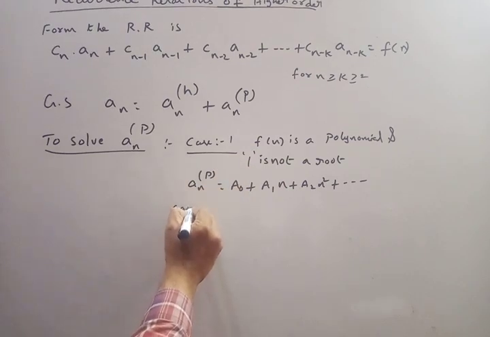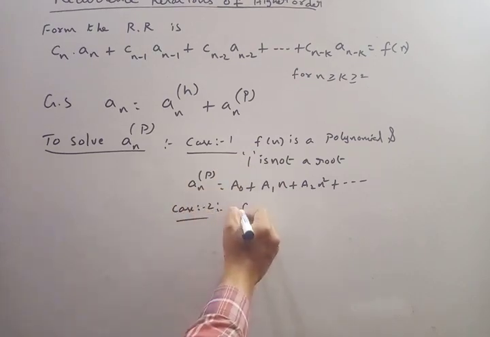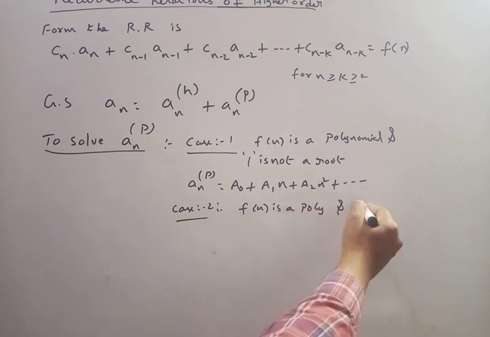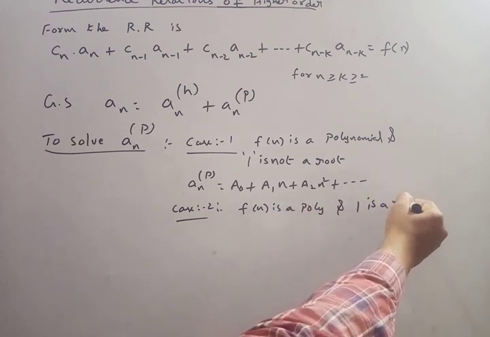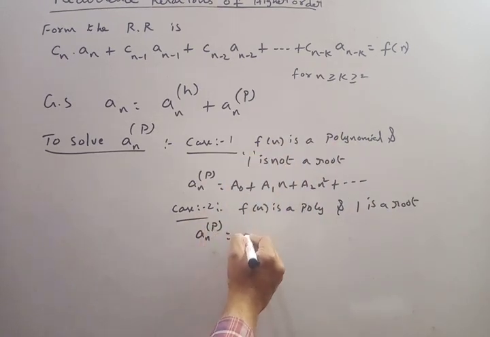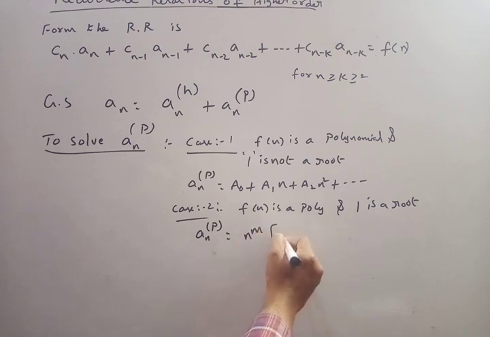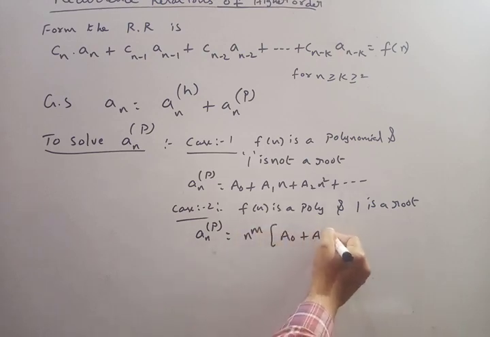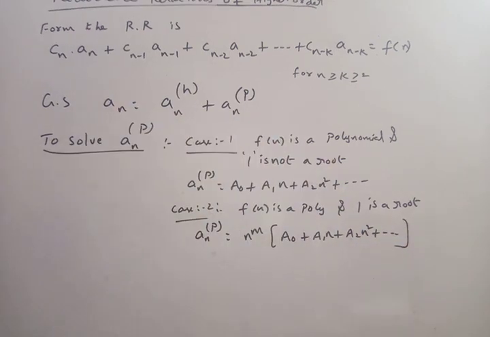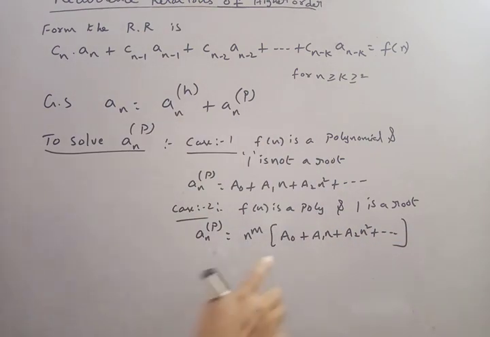Next, case 2. f of n is a polynomial and 1 is a root. In this case, how to solve? a_n^(p) you have to multiply by n^m. So m is what? How many times you repeat 1, those many times. Understand? This is case 2.